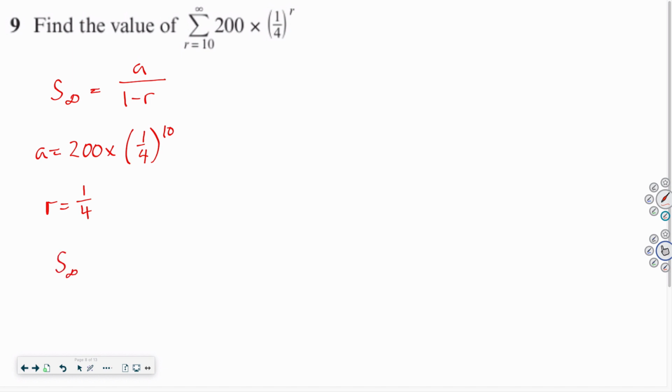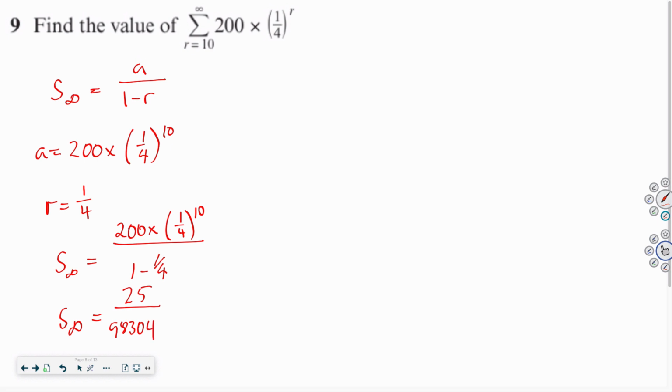So that's going to be sum to infinity of a, which is 200 times a quarter to the power of 10, divided by 1 minus r, so that's going to be 1 minus a quarter, which is 3 quarters. And when we do that, we get the sum to infinity is 25 divided by 98,304.